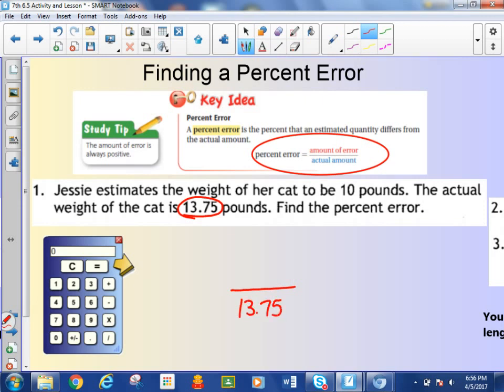And this is where we're going to subtract. The top number is where we actually subtract. The cat weighs 13.75 pounds, and she estimated it to be 10 pounds. So we're going to subtract and find the difference, how much our error was. Our error was 3.75. That's how much she was off by. Now we're going to divide that out: 3.75 divided by 13.75. And when we do that, we get 0.2727 repeating.